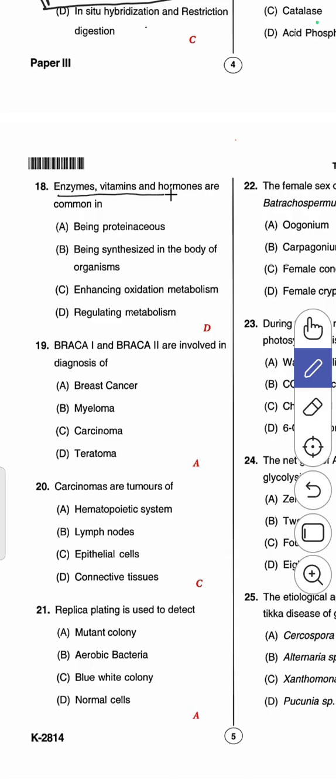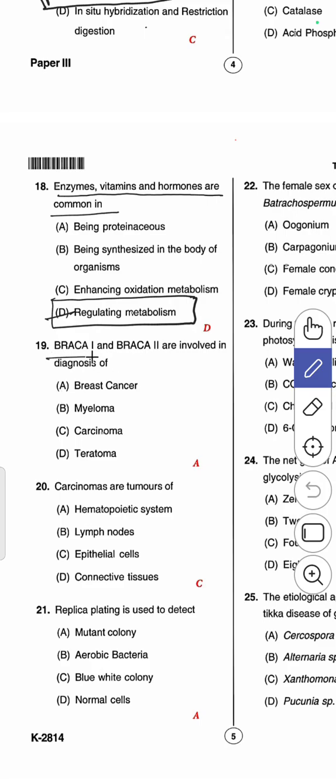Enzymes, vitamins and hormones are common in regulating metabolism. In order to regulate metabolism, like catabolism and anabolism, it will be included with enzymes, vitamins and hormones. So D is the right answer for this question.